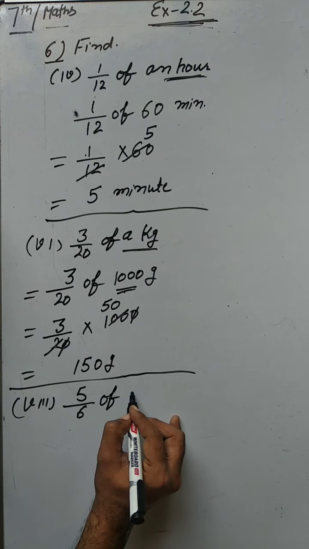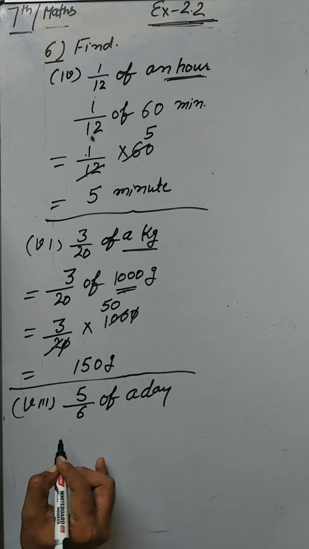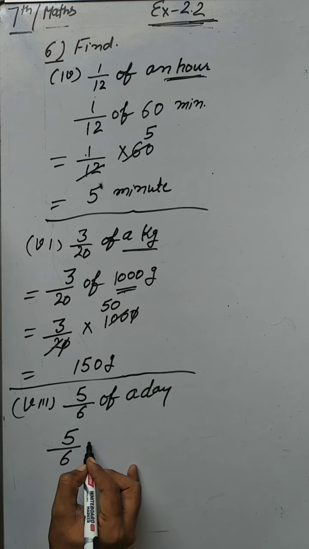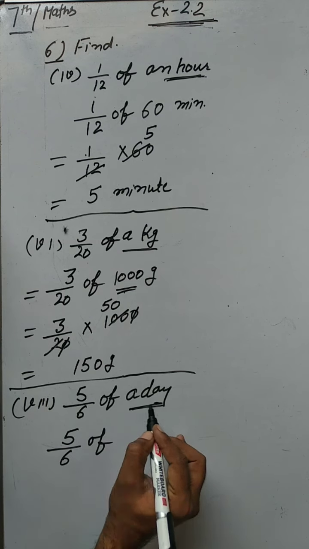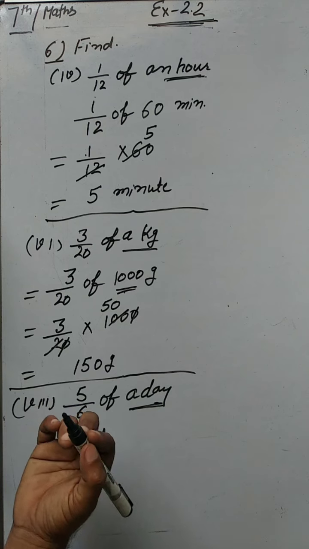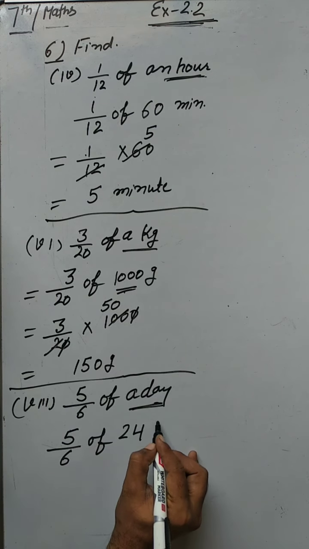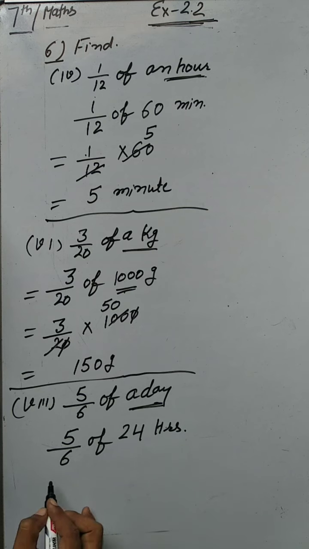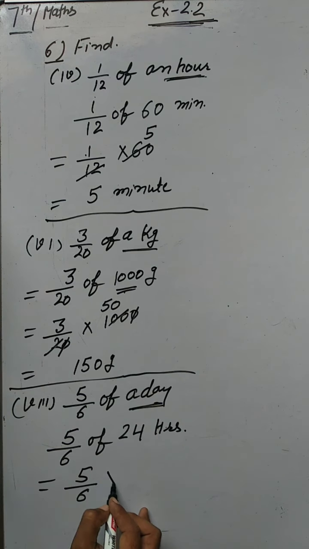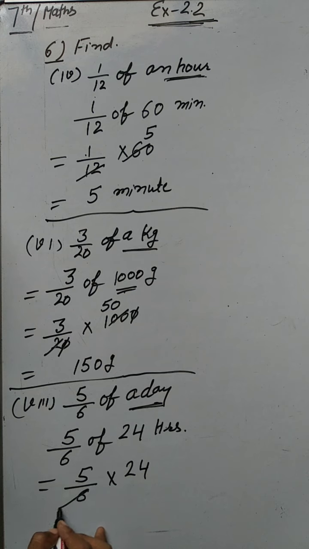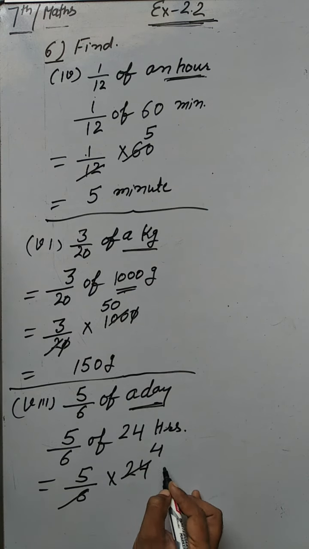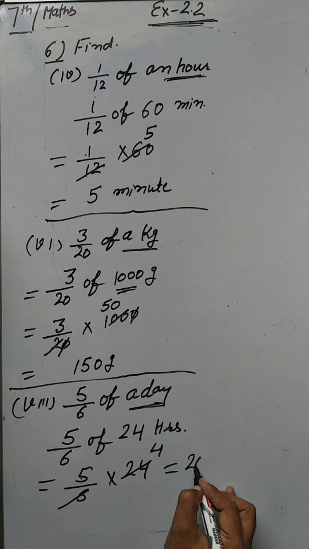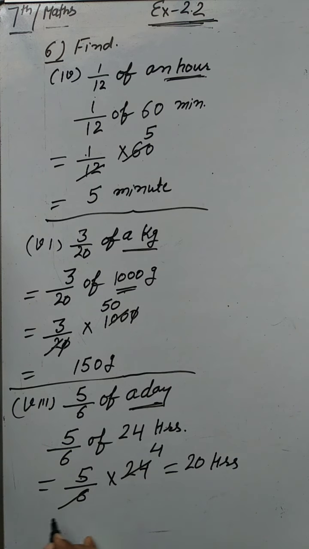Now beta, question 8. 5/6 of a day. Same as the previous questions. First of all convert a day into hours. You know one day has 24 hours. Clear? Now solve. Of means multiply. 24 cancels with 6, 6 fours are 24. And 5 multiplied by 4, beta, is 20 hours. Understood beta? Clear? Similarly, the pending parts I am giving now, you have to solve in the same way.